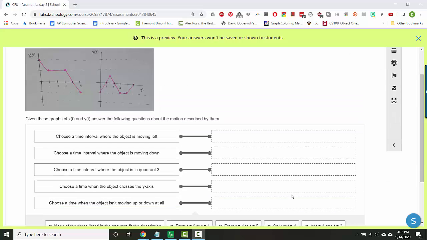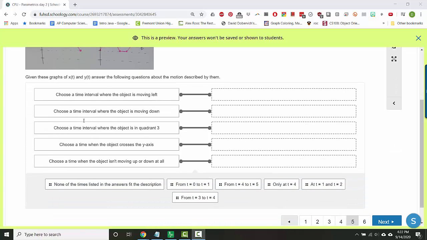All right, let's choose a time interval when the object is moving left. So as I just said, that involves an interval where the x-coordinates decrease over time. So the interval from 0 to 1 would do it, and the interval from 3 to 5 would do it, either one of those.